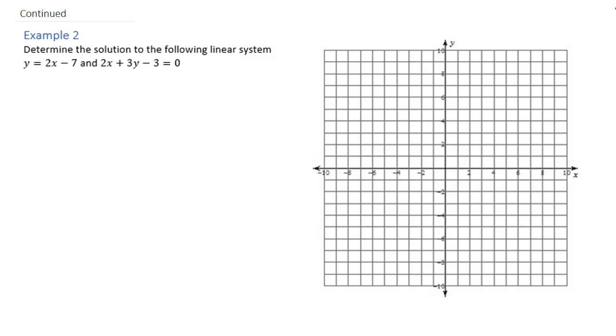We're going to look at 2 equations here, and the question says, determine the solution to the following linear system. Again, linear meaning straight lines, and system just meaning we're looking at more than one equation. So we have 2 equations here. Let's start with this one right here, y equals 2x minus 7. Now, how do you graph it? That's up to you.